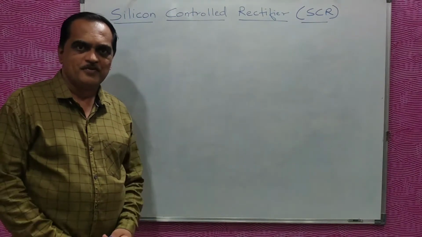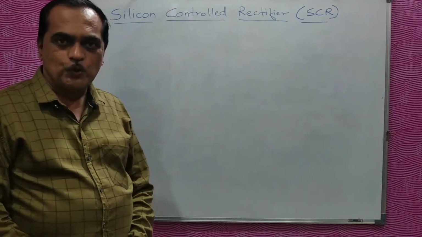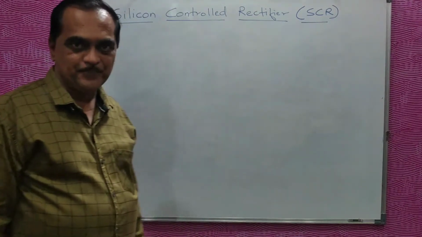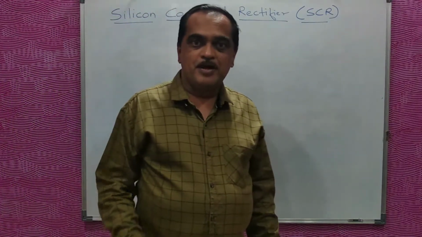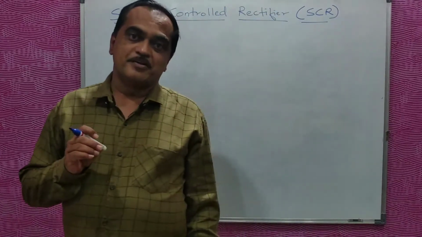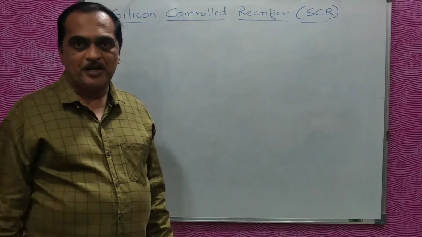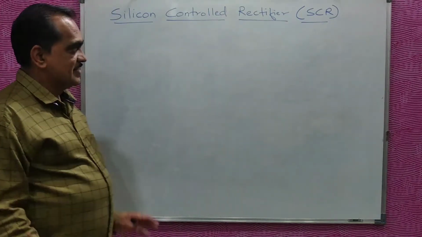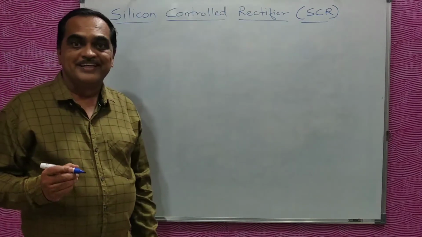Dear students, today we'll see what we mean by silicon controlled rectifier, SCR. Now SCR is a device which comes under power electronic devices, or you can also study it under semiconductor devices. But mainly it is a power electronic device. SCR is made up of 4 semiconductor layers.